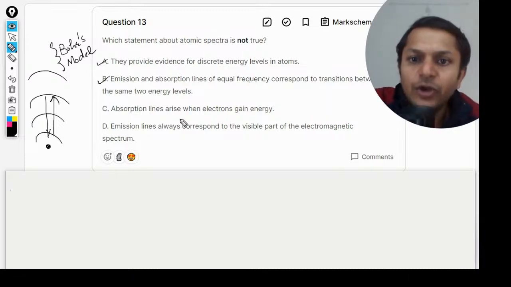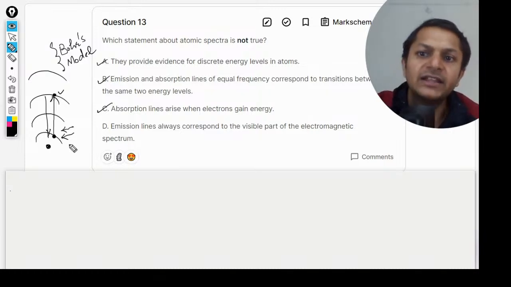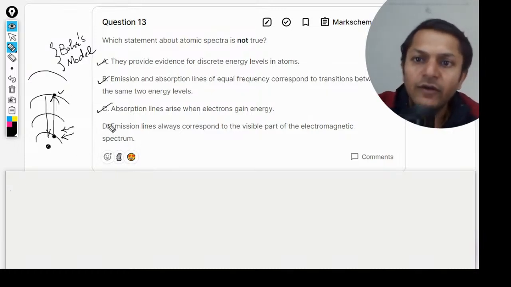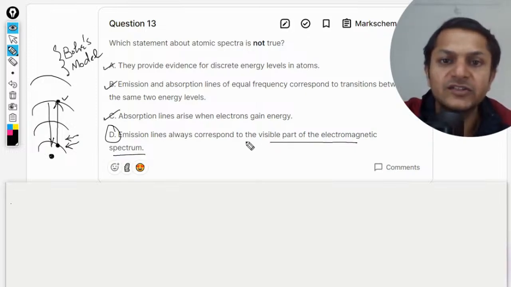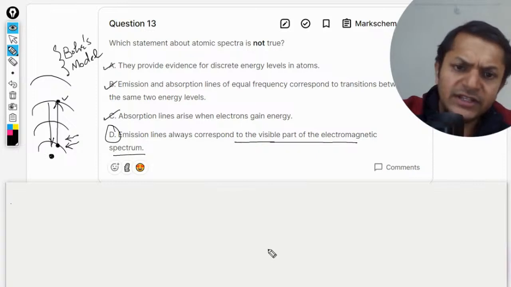Now, see, absorption lines arise when electrons gain energy. Absolutely correct. When the electrons gain energy, at that time they jump and they go to the excited state, and that is why the absorption spectrum is created. Obviously, the answer is D now. So, emission lines always correspond to the visible part of the electromagnetic spectrum. No, my dear friend, it's not like that. So there is a concept here.